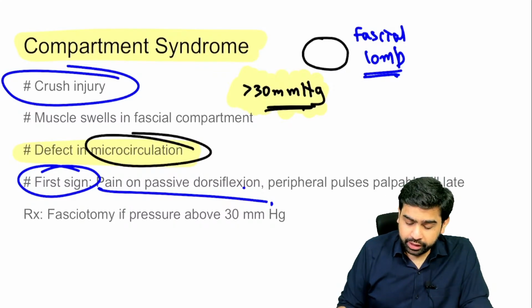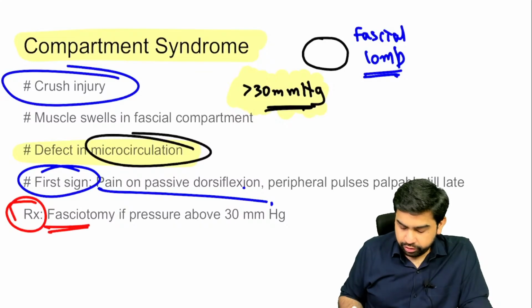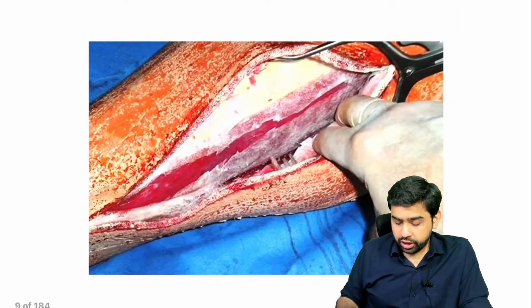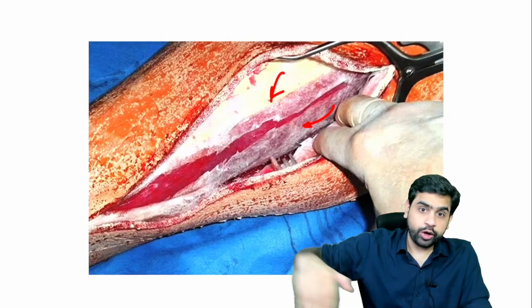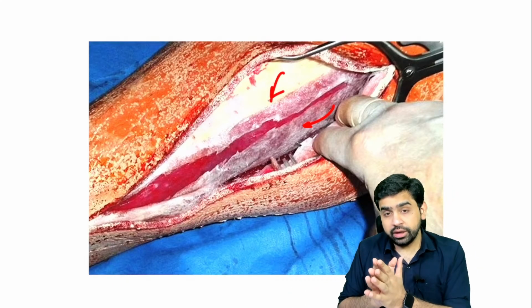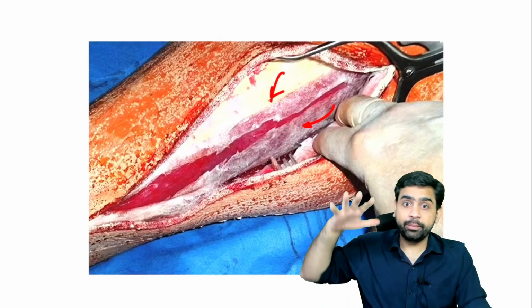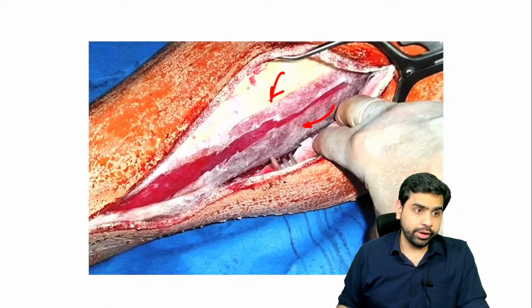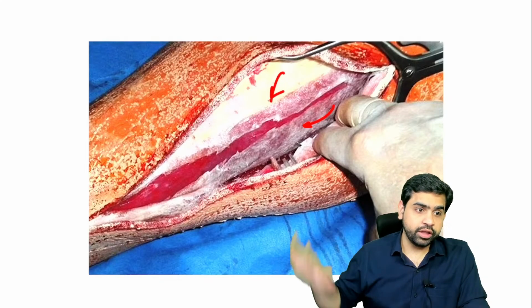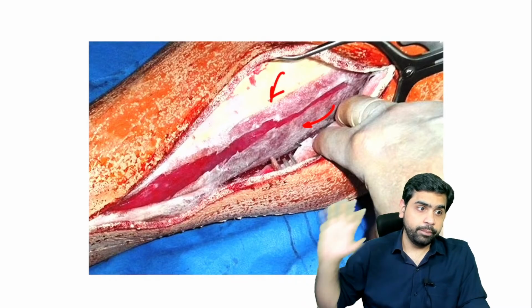What about the management? Here the management is that you have to do a fasciotomy. Are you able to look at this white colored fascia? You have to cut the skin, circumcision, everything. You also have to cut this particular fascia. So what is going to happen? The muscles are going to get some space, and the pressure inside that fascial compartment is going to go down. I hope you are able to understand this point. All these things are about compartment syndrome.